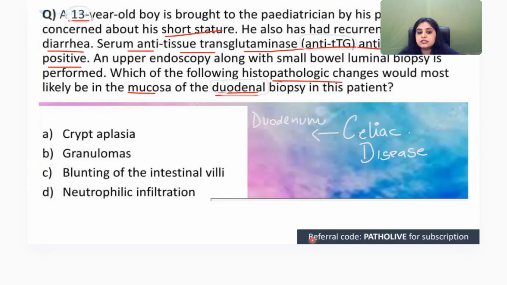Now let's come back to the question. Do you understand how this boy was having diarrhea? Because this is a malabsorption syndrome. Why did they take the biopsy from the duodenum? Because the duodenum is maximally affected. And this patient has anti-tissue transglutaminase antibodies of IgA type. Now coming back to all the options, what are the histopath changes that you saw? The histopath change that we saw was blunting of the intestinal villi.